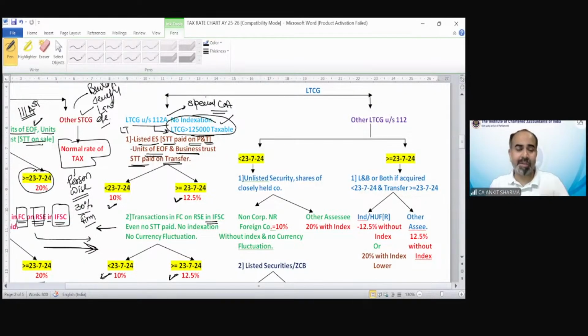Now, other long-term taxability is quite complicated. Due to that land and building concept, the other long-term capital gain concept is a little complex. Let me see if there's any query.